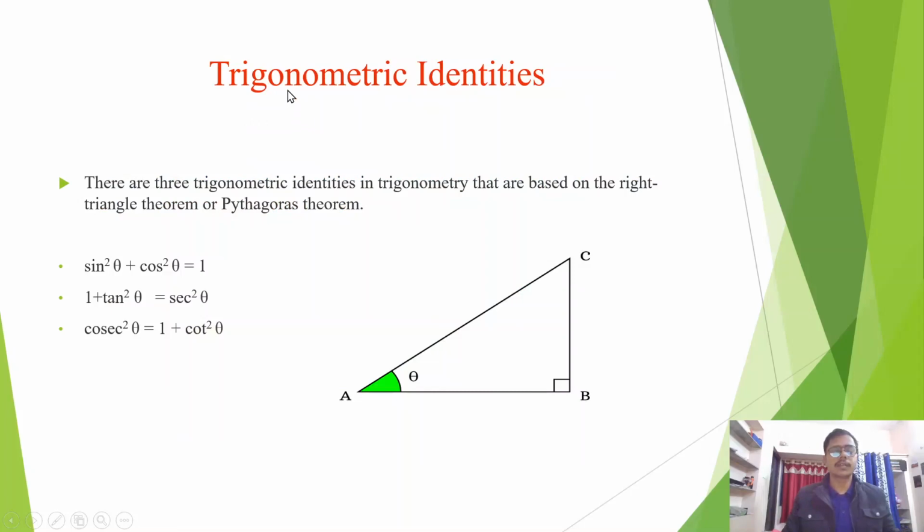Now let's understand what trigonometric identities are. There are three trigonometric identities in trigonometry that are based on the right angle triangle theorem, or Pythagoras theorem, which are: sin square theta plus cos square theta is equal to 1, 1 plus tan square theta is equal to sec square theta, and cosec square theta is equal to 1 plus cot square theta. All these three trigonometric identities are used for solving problems involving trigonometric identities at a higher level.